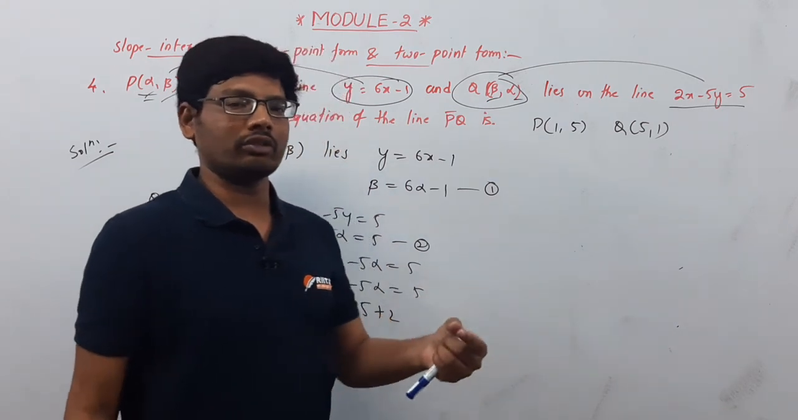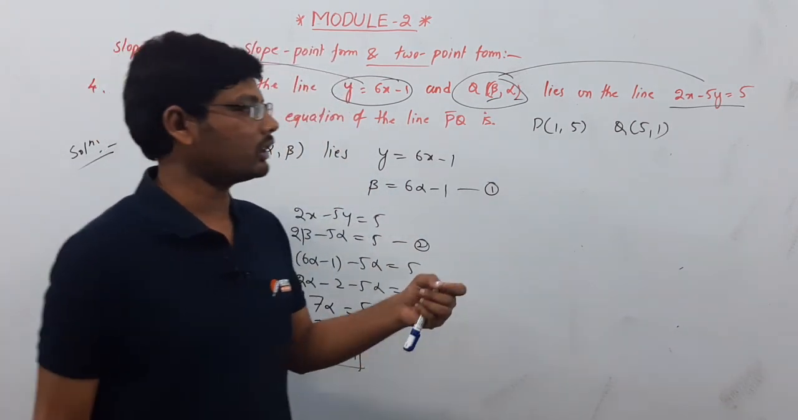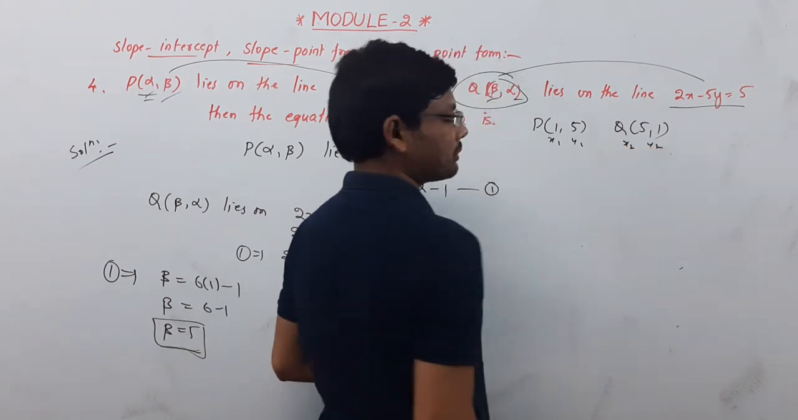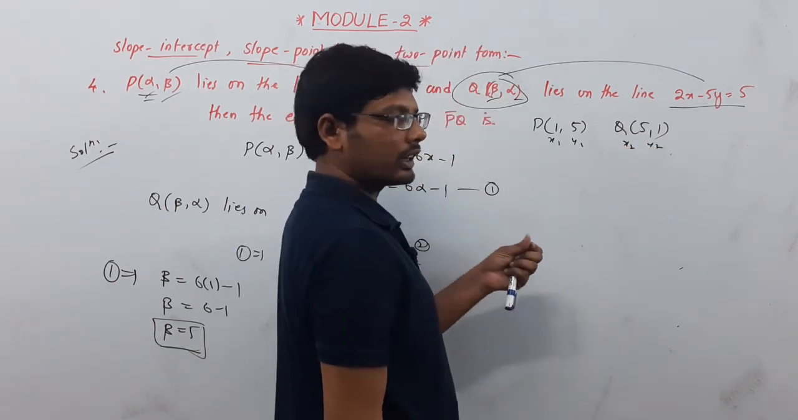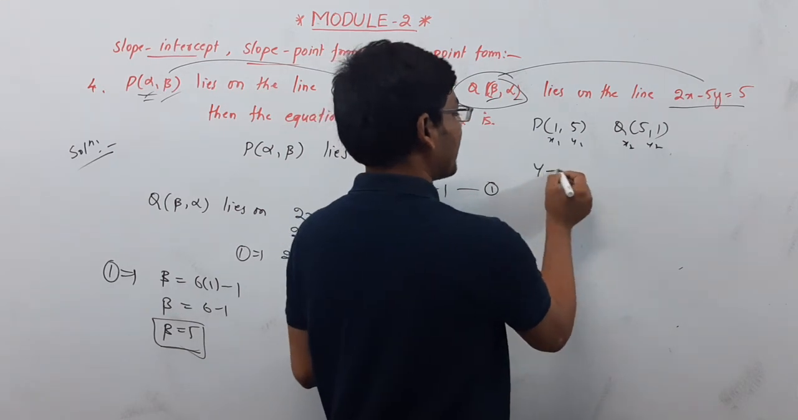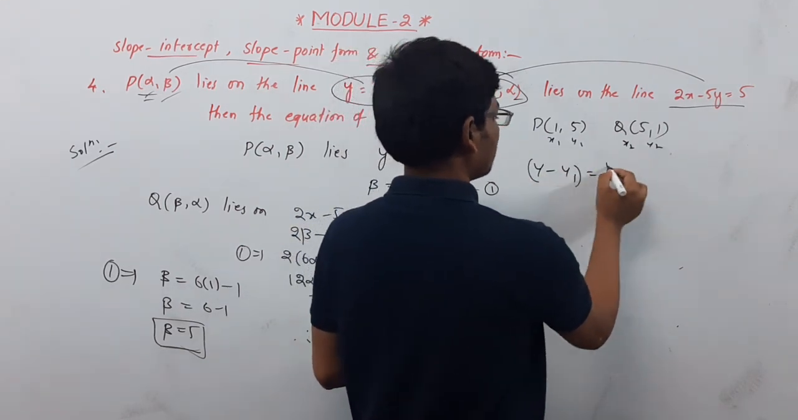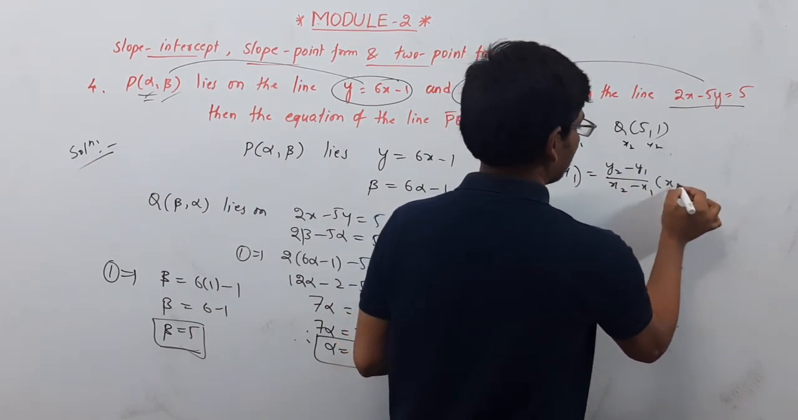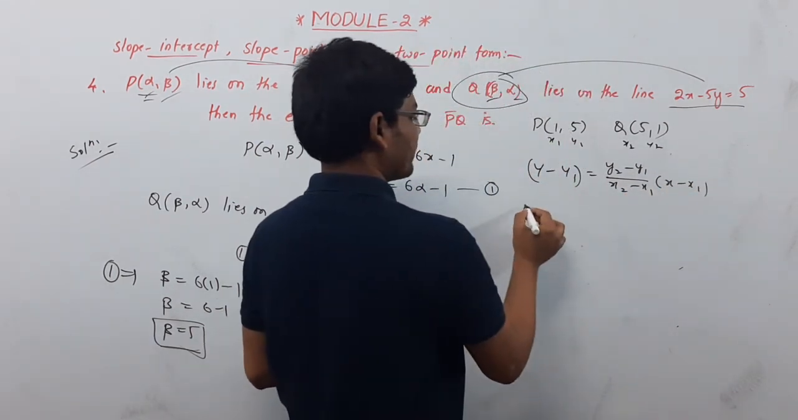After getting the P and Q values, we can find the equation of the straight line PQ here. So this is x1 and y1, this is x2, y2 here. Let's substitute the values of x1, y1, x2, y2 in the expression: y minus y1 is equal to y2 minus y1 by x2 minus x1 into x minus x1 here. Let's substitute the values.